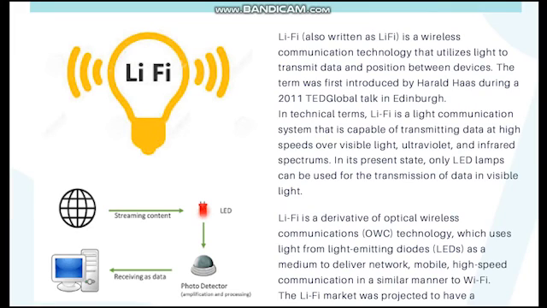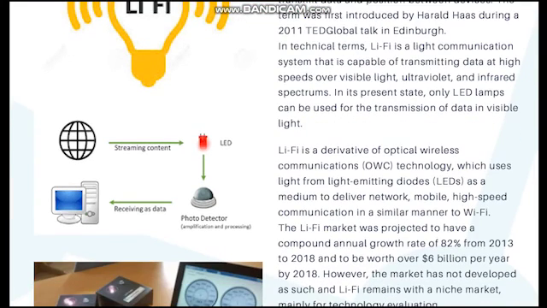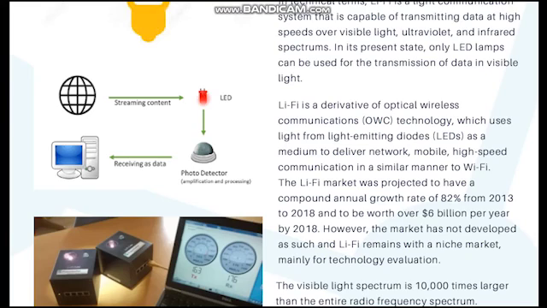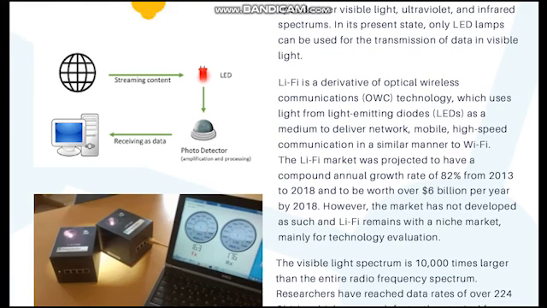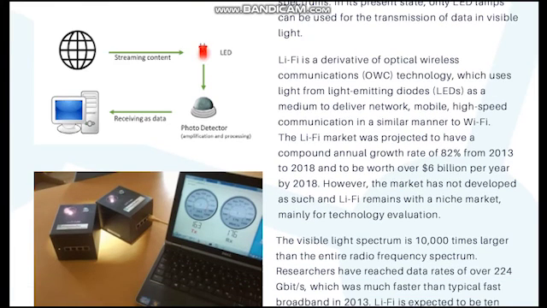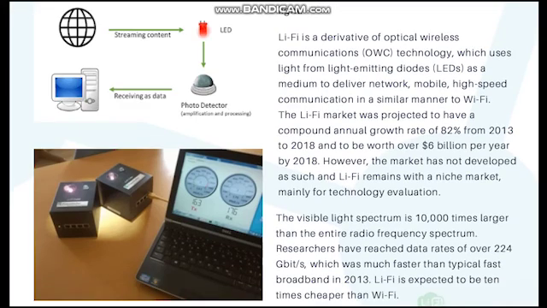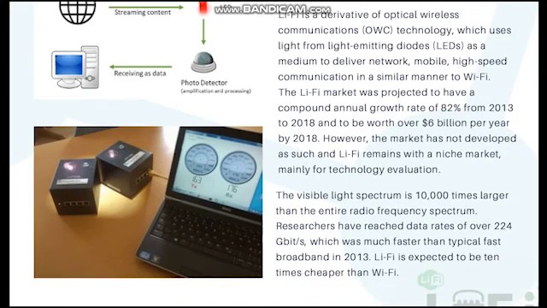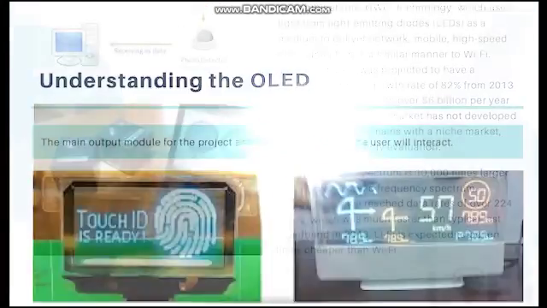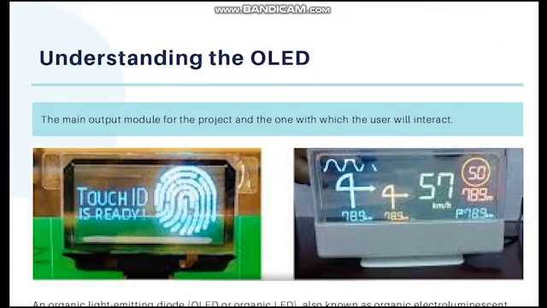The visible light spectrum is 10,000 times larger than the entire radio frequency spectrum. Researchers have reached data rates of over 224 gigabits per second using Li-Fi. Li-Fi is considered to be 10 times cheaper than Wi-Fi. Now let's understand the working of the OLED.